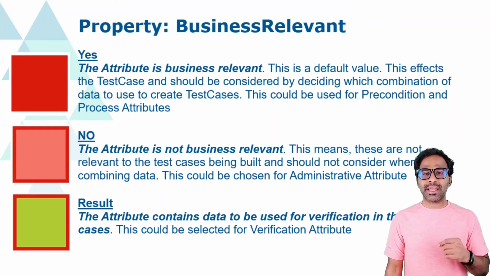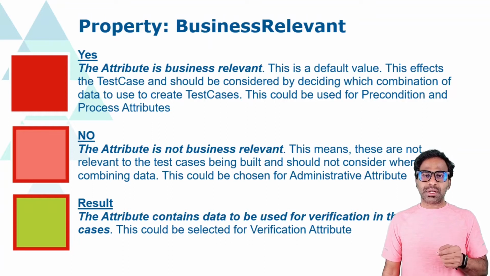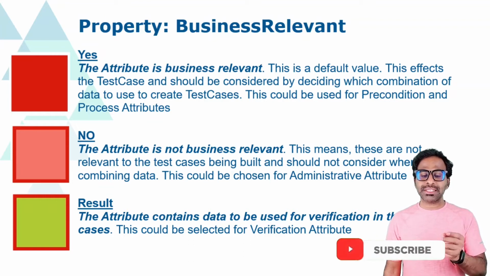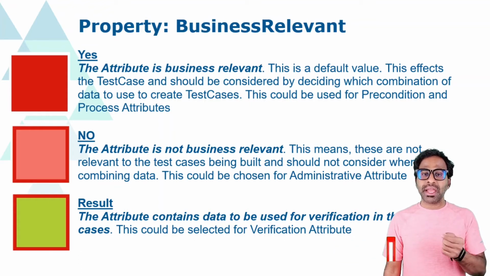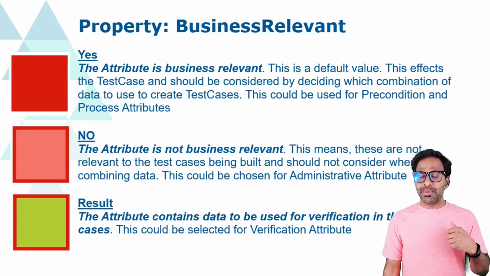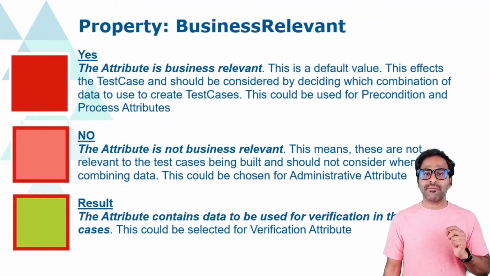And what about the second one? If you specify the property of business relevant as no for a particular attribute, then the attribute is not business relevant. This means these are not relevant to the test cases being built and should not be considered while combining your test data into test cases. So this could be chosen for the administration attribute. In my previous slide, I explained 4 attributes, right? My first attribute is administration, where you have the information of the test cases but not the test data. That's what it is explaining here.